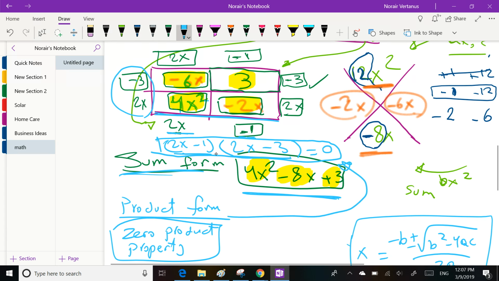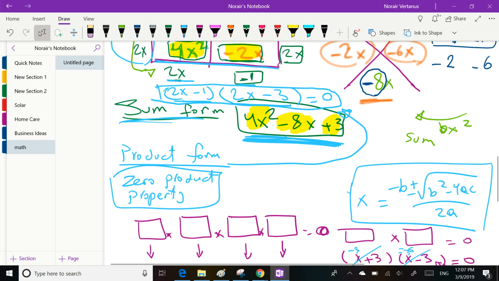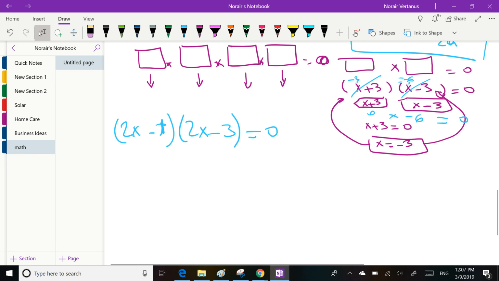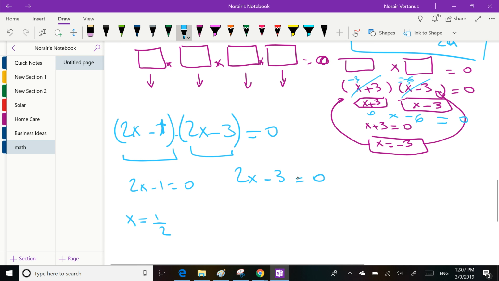So this is the sum form, and that's the product form. So I'm going to write that 2x minus 1 and 2x minus 3 equal to 0. And then you set it up, as I said, as a product of these two, multiplication of these two equal to 0. So each one should be 0. 2x minus 1 equal to 0. To solve this, x should be equal to 1 over 2. 2x minus 3 equal to 0, add 3 and divide by 2. So x will be equal to 3 over 2. So these are the x-intercepts.